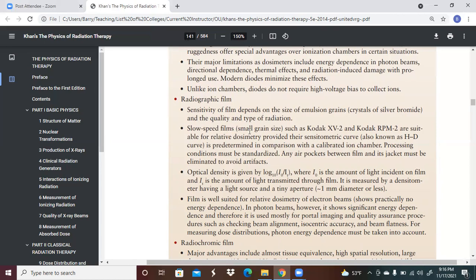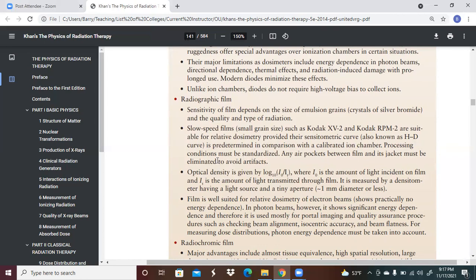So slow speed films, small grain size, such as these, are suitable for relative dosimetry, provided their sensitiometric curve, also known as the HD curve, is predetermined in comparison with a calibrated ion chamber. In other words, if you know how this curve accurately represents what's going on in the film, and that's been measured against some sort of primary standard, then you've got yourself something that you can use.